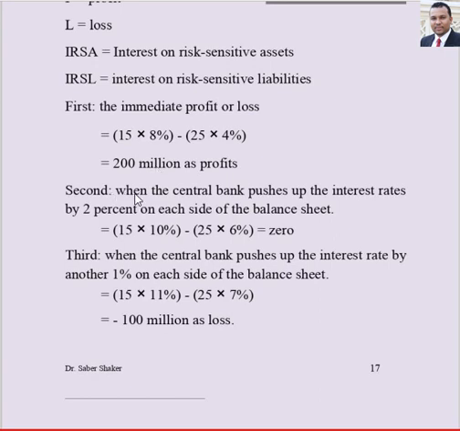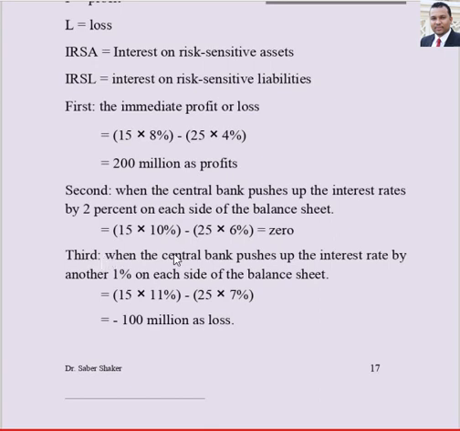The second case: the central bank increases the interest rate by 2% on each side. So the 8% converts to 10% because the central bank increased it by 2%, and the 4% converts to 6%. What about the gap? The gap equals 0. So we started with 200 million as a profit, but in the second case we got 0, no profit, no loss.